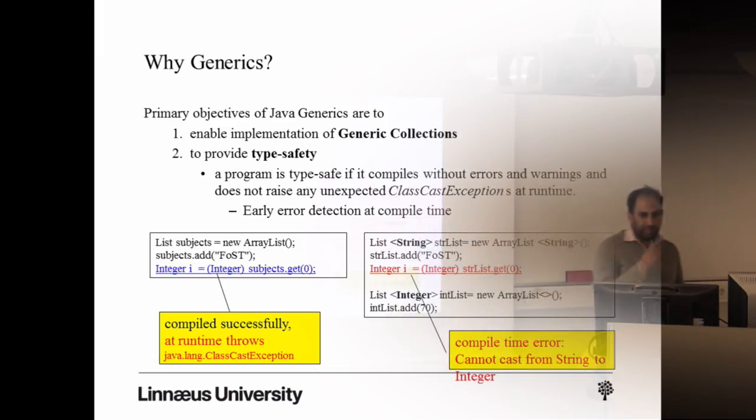What does type safety mean? We can say that a program is type safe if it compiles without errors and warnings at compile time. So it will not raise any unexpected class cast exceptions at runtime, and to achieve this, Java generics is a key feature. You got the idea? Okay.